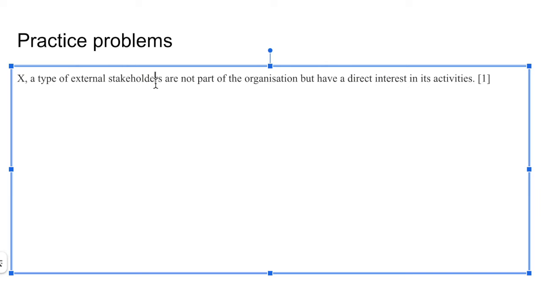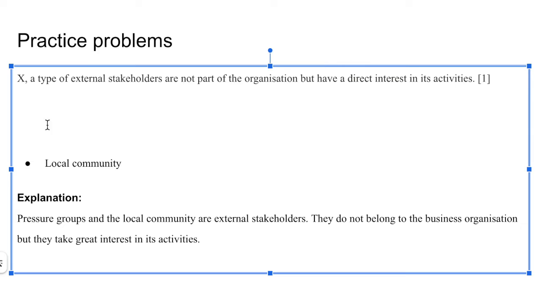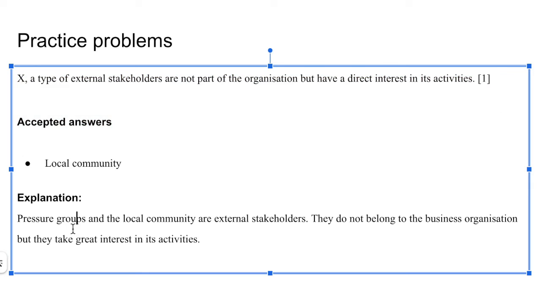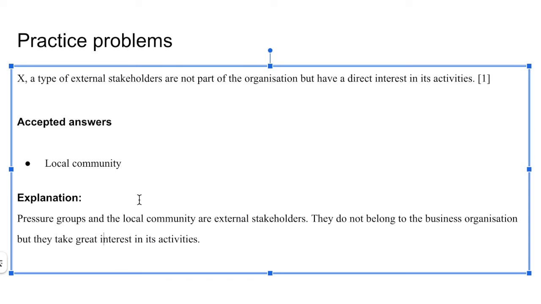Have you found out the answer yet? Let's review the answer to see whether you got it correctly or not. So X is the local community. As you can see, the accepted answer here is a local community. It's because local pressure groups and local communities are external stakeholders, and they do not belong to the business organization, but they take great interest in its activities.